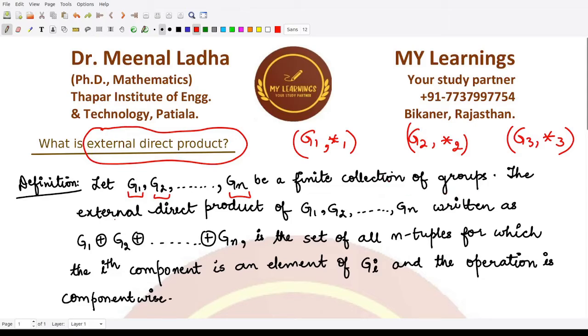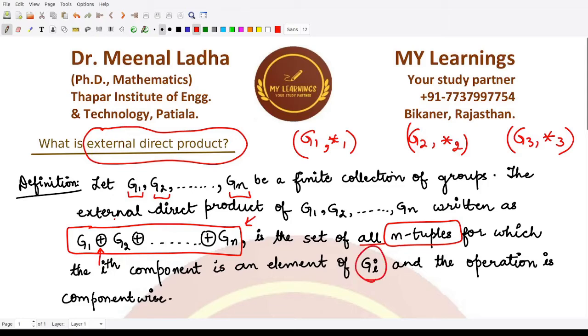Then what is the external direct product of all such groups? The external direct product of G1, G2 up to Gn is written in this notation. Between each of the groups we insert the symbol, which is nothing but a plus sign surrounded by a circle. This is the symbol for direct product. And how do we define this set? We define this set by considering all n-tuples, because we are considering n groups, for which the ith component is an element of Gi.